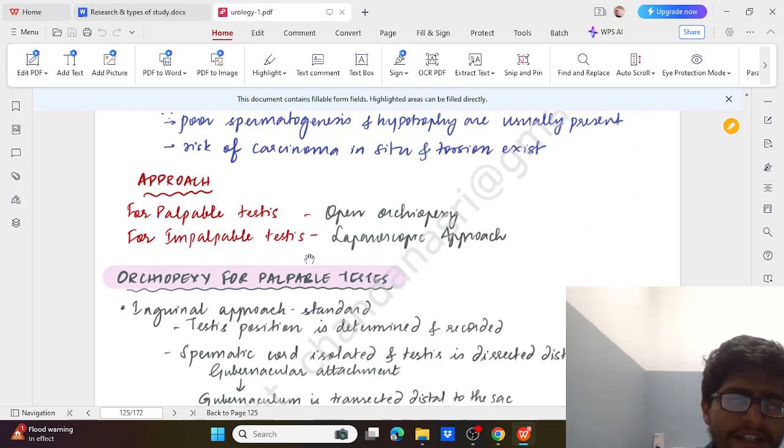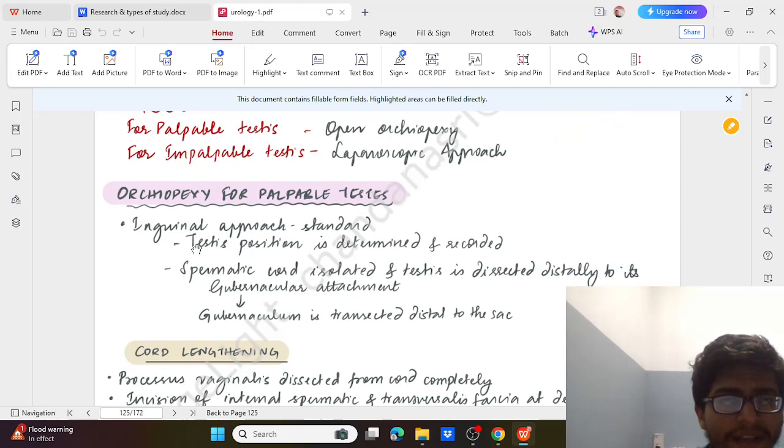So the approach for this will be, if the testis is palpable in the inguinal region, then we go for open orchidopexy. If it is impalpable testis, we go for a laparoscopic approach. Orchidopexy for palpable testis is through the standard inguinal approach. Here the testis position is determined and recorded. The spermatic cord is isolated and the testis is dissected distal to its gubernacular attachment.